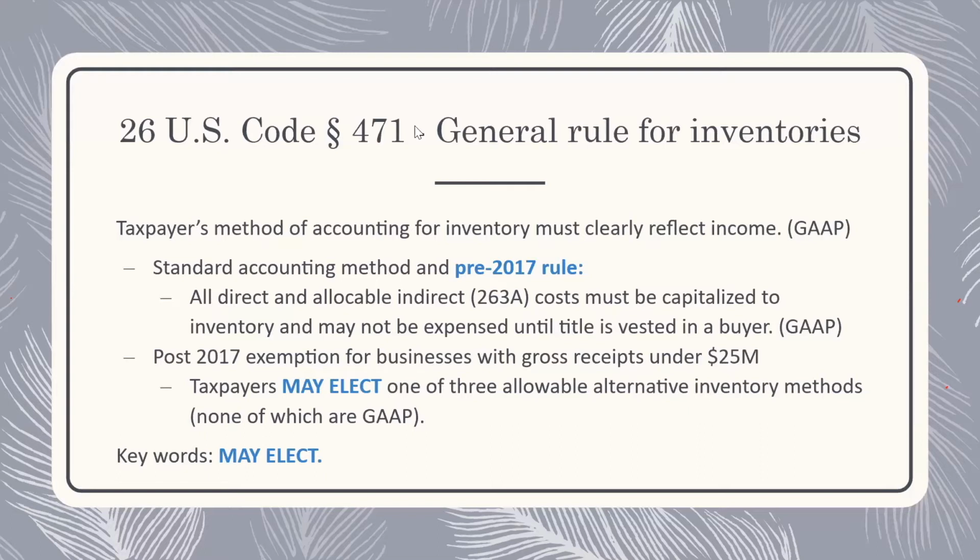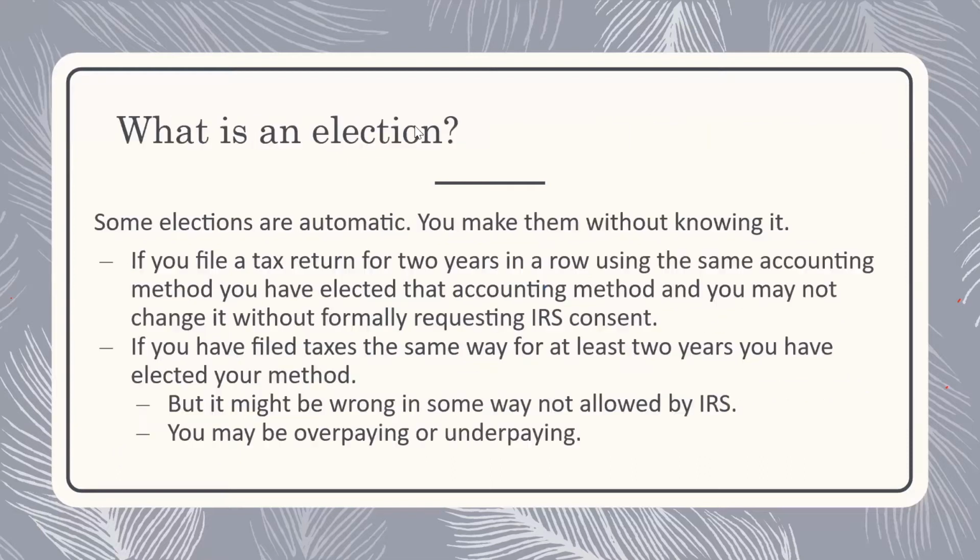Okay, so the post-2017 rule is if you're under 25 million, you may elect one of 3 allowable inventory methods. None of these methods are GAAP. Well, they may include GAAP, but the specific names of these methods are not GAAP names. They're tax made-up methods. So there's your simplification. You still have to go down into the bowels of the tax code to know that there's this election out there for you to make. And then you have to figure out what your options are and which one you would choose.